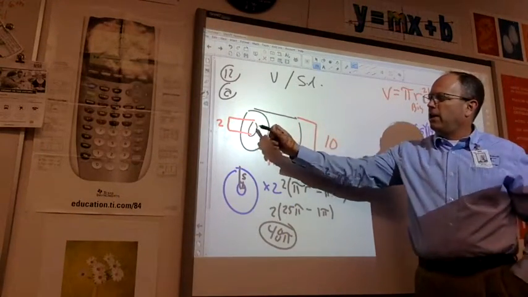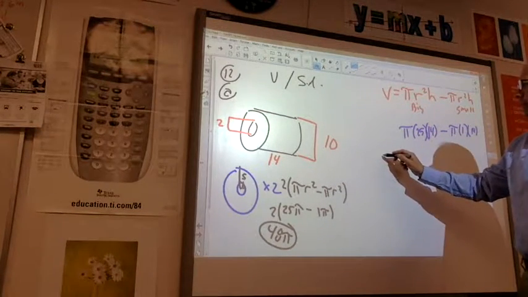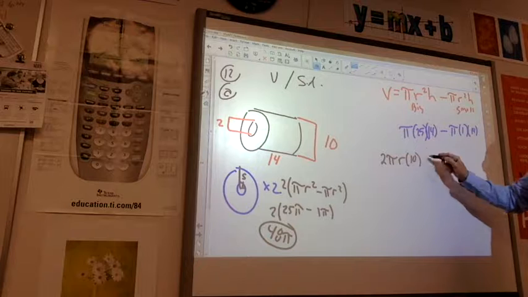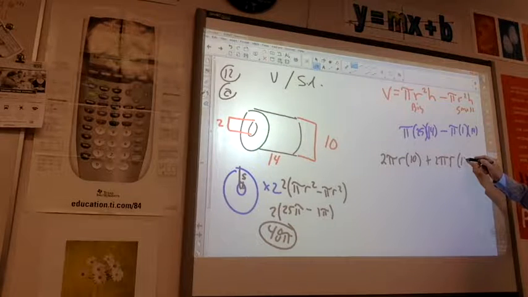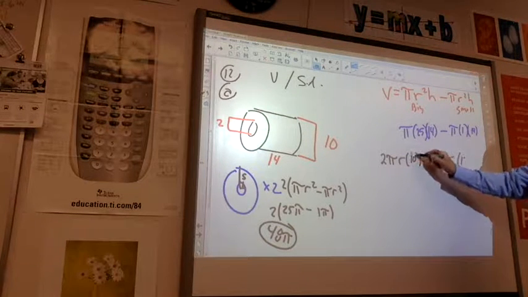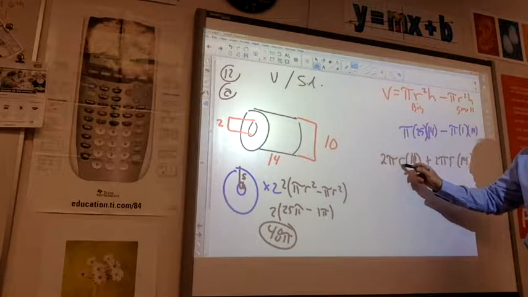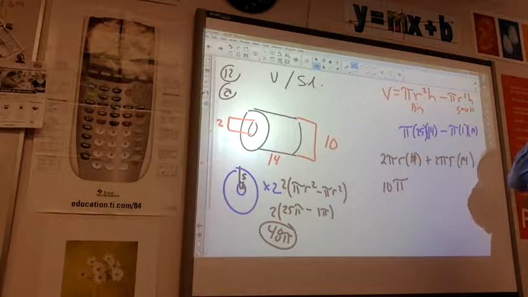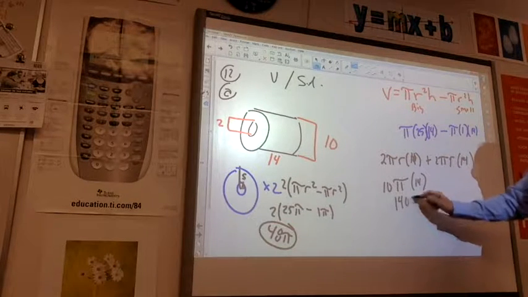So I have the inside lateral surface area and I have the outside. So the surface area is going to be 2 pi r times the height, and 2 pi r times the height. 14, sorry. 14. Okay, so this is my big circle, so that's going to give me, I have the radius of the big being 5, so that's 10 pi, right? You all right? Times 14. So that's 140 pi.